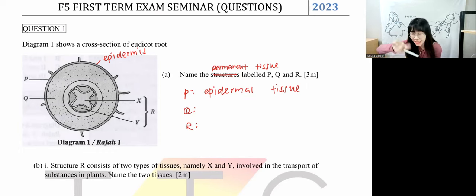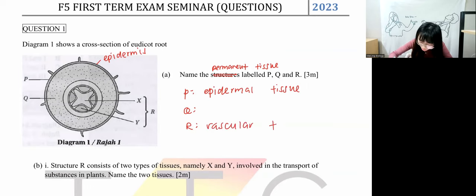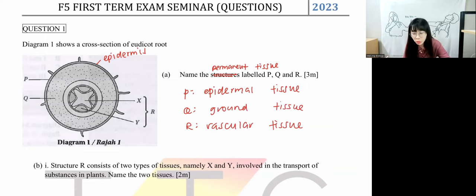R, we have two parts, X and Y. So we have a star shape and we have the thing that fills in around it. Can you guys tell me what is R? R is a vascular tissue. Very good. Vascular cylinder is correct, but we're going to write vascular tissue. Generally, just write tissue. If you don't know whether it's a bundle or cylinder, just write vascular tissue. And then Q, we left one last tissue. It's called ground tissue. Ground tissue is a permanent tissue. So the cortex, the pith, they have a lot of parenchyma tissue.